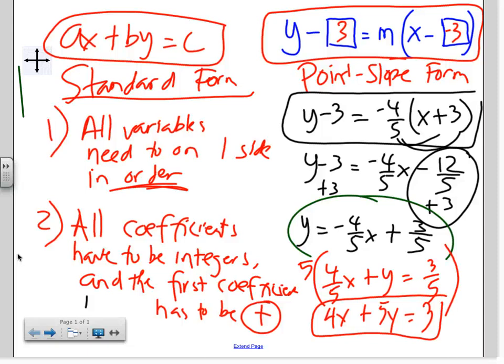Okay, I'll stop this while I do one more example with you so that you will have a better understanding of it. Okay.